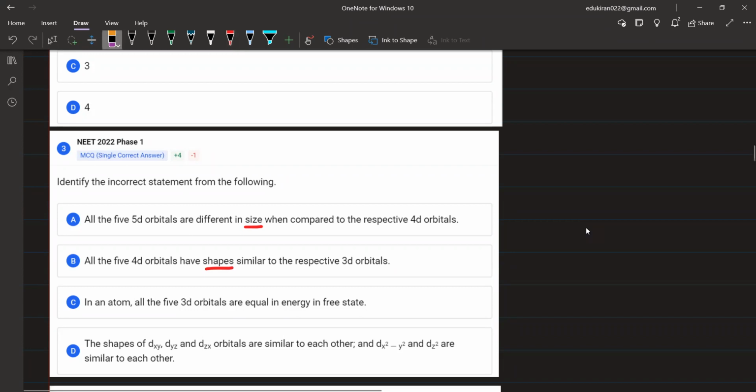Okay, so देखिए आंसर है सी. As you go from 3D to 4D to 5D, what is increasing here? The shell number is increasing. And if you are having a larger shell, then obviously the subshells will also be large. So what will be the difference between them?